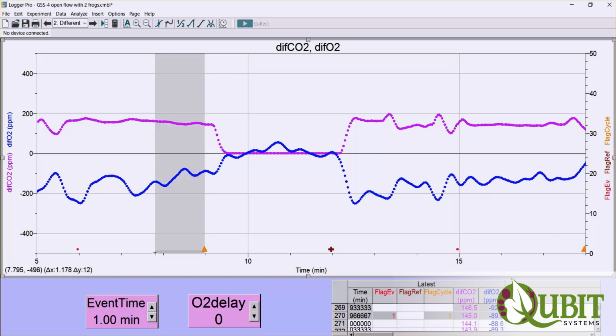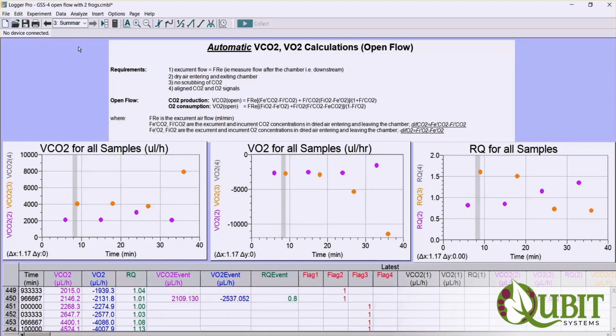So once we have set up these two parameters, then we can go to page 3, which is the summary page, and this is the page where the calculations are done. The calculations are explained in this text box here, how they're done. The formulas are shown here. The manual also explains this, with the open flow, gas switching system that's using Q-Box RP1LP. The flow rate is measured downstream of the chambers, and the appropriate formulas are used for those calculations.